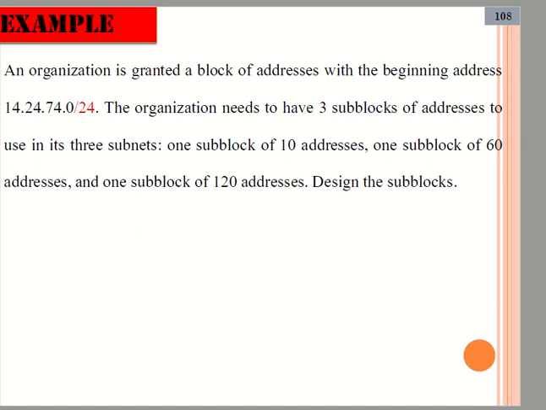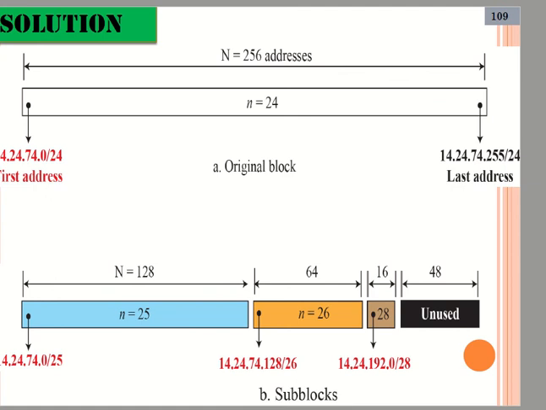As we know, the number of addresses allocated to a block is always a power of 2. Since the requirement is 170, the ISP is going to grant a total of 256 addresses. The first address will be 14.24.74.0/24 and the last address allocated will be 14.24.74.255. So 0 to 255, a total of 256 addresses, has been allocated. The mask will be n = 24, and this has to be allocated to three blocks.